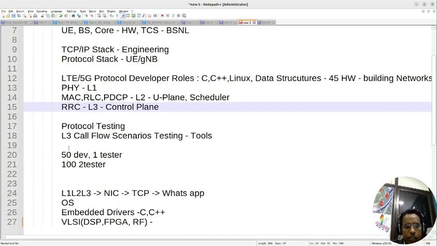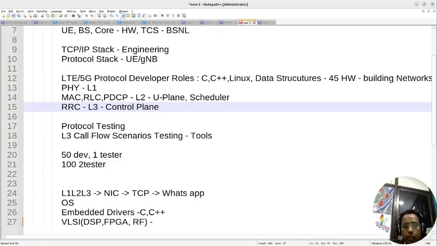And when it comes to the tester, they will be concentrating more on the complete end-to-end call flow. They are not much into the deep aspects of the protocol, which means L1, L2, L3; majority of the time they won't be focusing on that, because for them the end-to-end call flow is the highest priority, like handover scenarios, mobility scenarios, VoLTE, VoNR, and also normal L3 call, attach and ping. These are all the different scenarios a protocol tester will typically do.